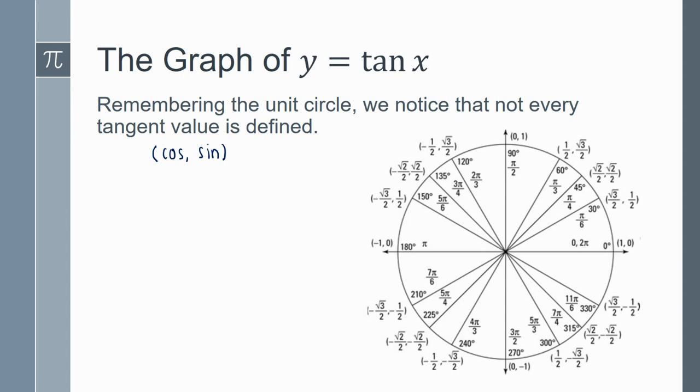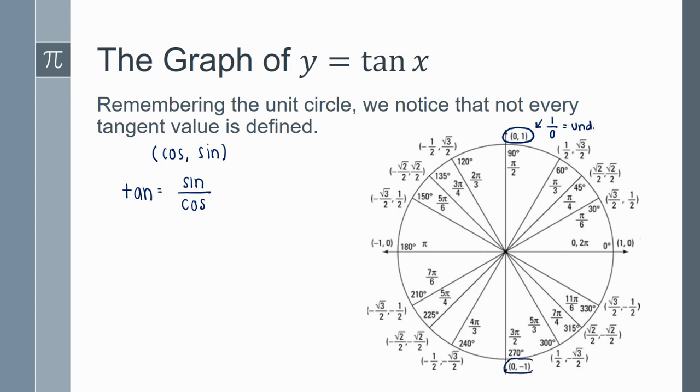But if our graph is supposed to be about tangent, we have to remember that there is a relationship between sine and cosine with tangent. If you think about that quotient identity, taking sine and dividing it by cosine will get you tangent. So remembering the unit circle, we have to notice that not every tangent value is defined. I want to specifically point out up here where we have the ordered pair 0, 1, because once again, sine is the second number. If I was to take 1 and divide it by 0, that becomes undefined.